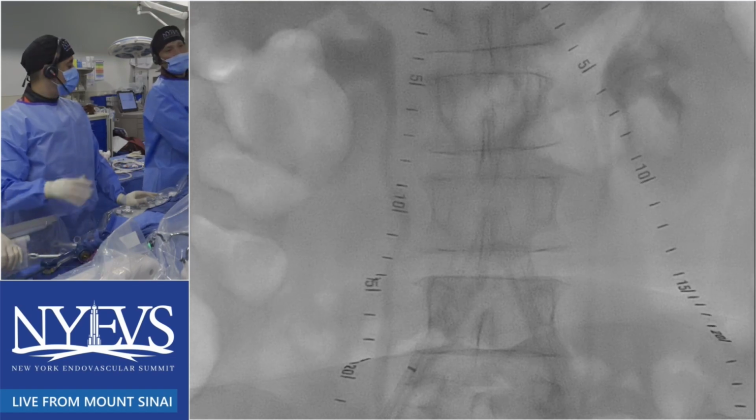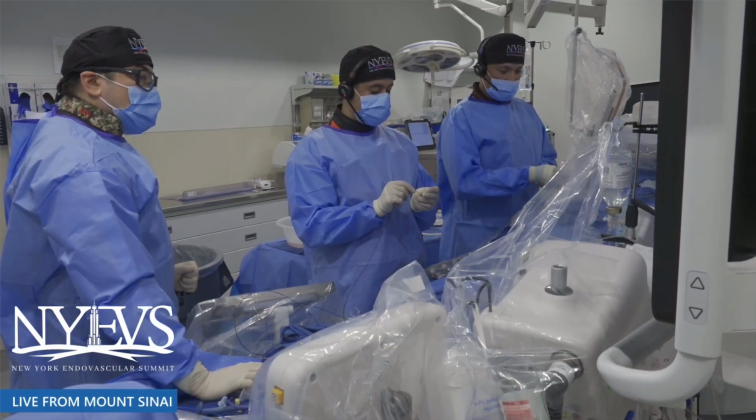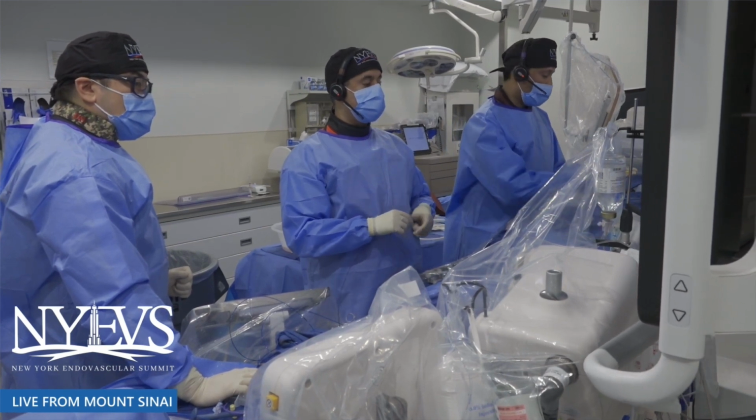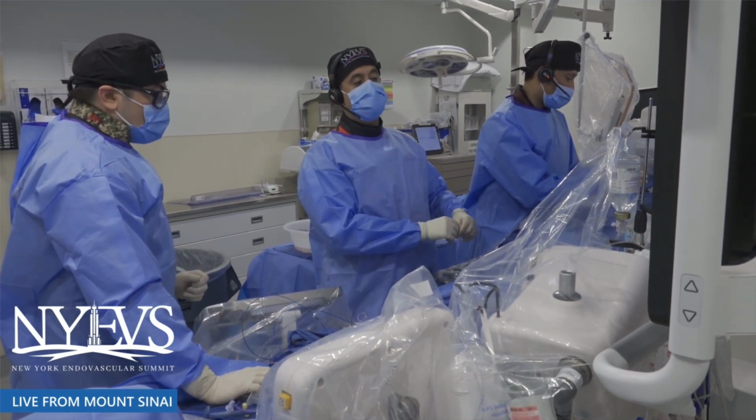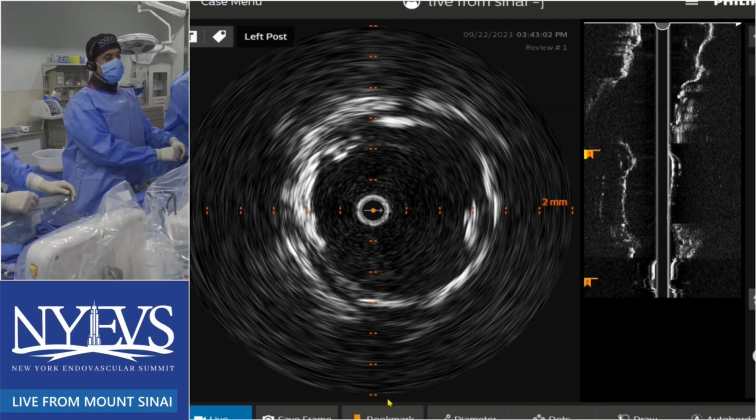We did a post-dilatation with an 8.0. We went almost up to 16. We did an IVUS. We'll run it for you to give you an idea. Can you please run it? This is the left side to begin with.